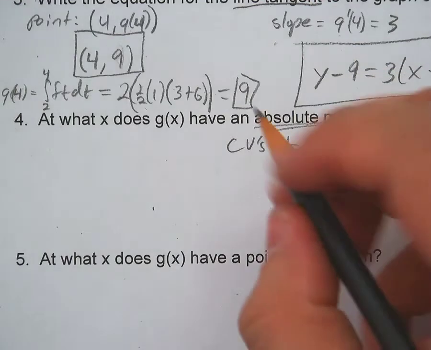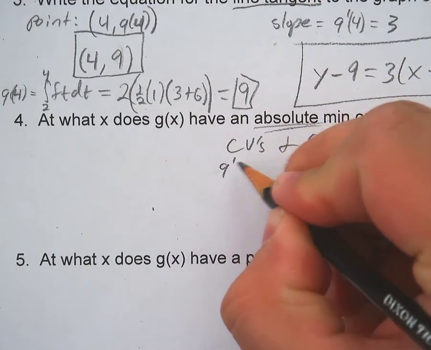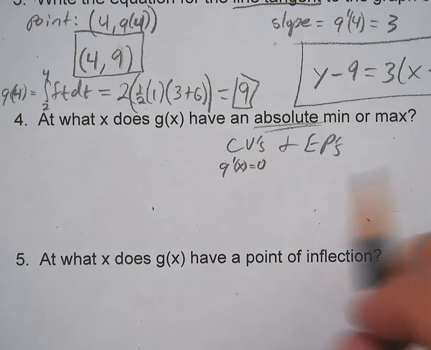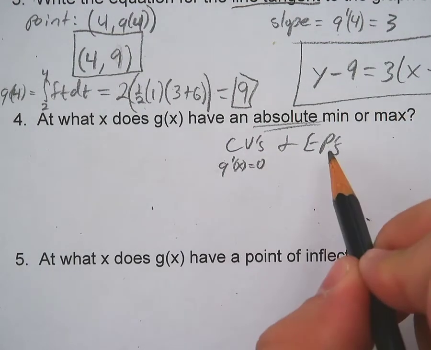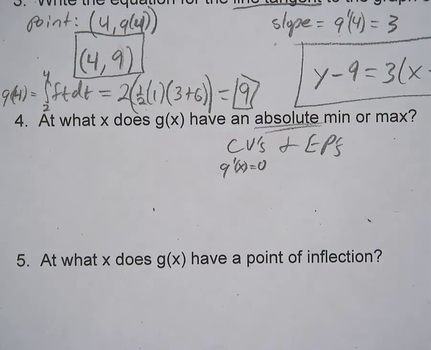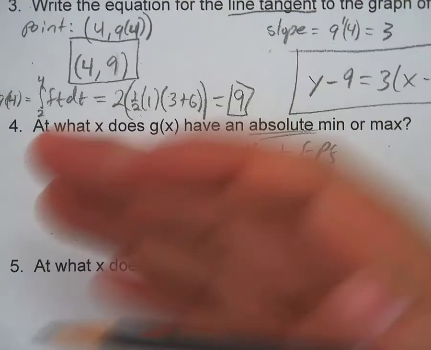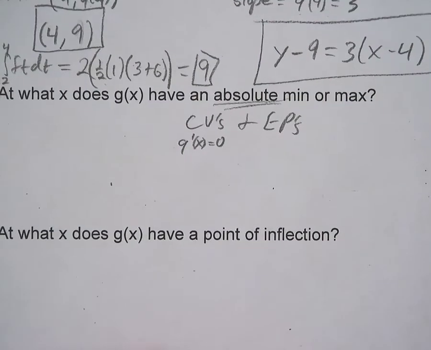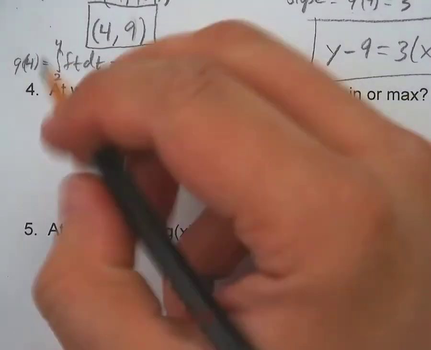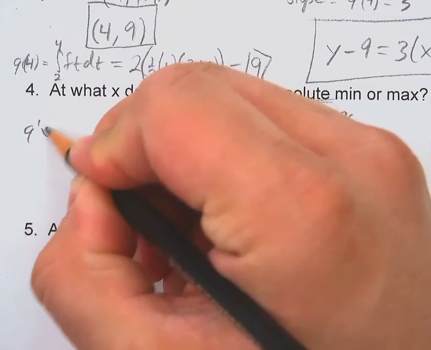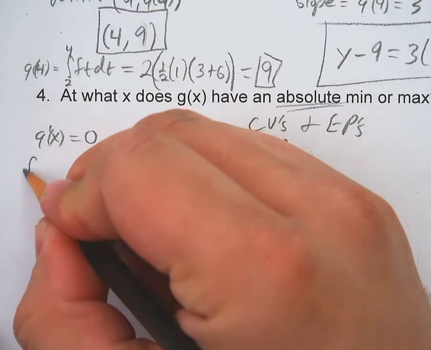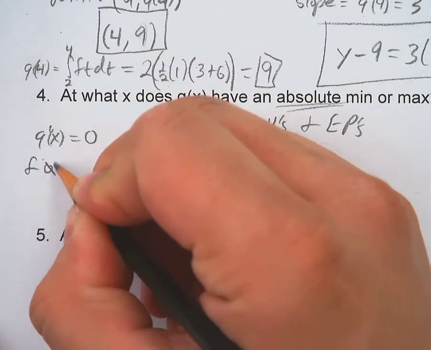Critical values are when g prime of x is 0, right? Critical values come when g prime is 0. Endpoints are just the endpoints, which are -3 and 5. So I'm going to come over here to the left and set this up. I need to find my critical values first, right? I'm looking for where g prime of x is 0. Well, g prime is f of x.